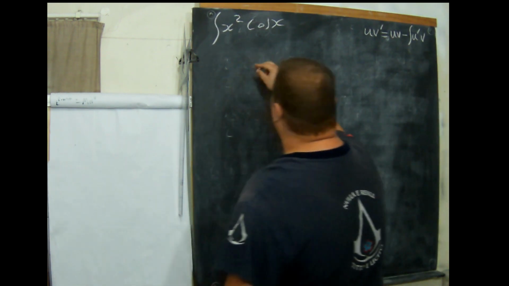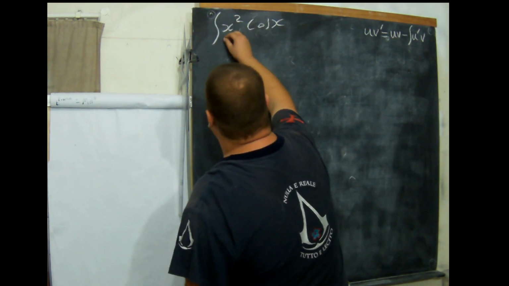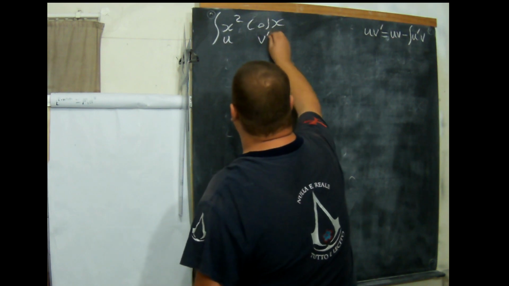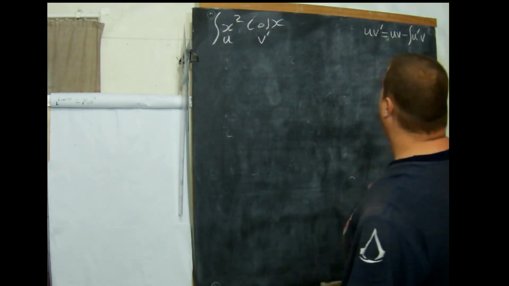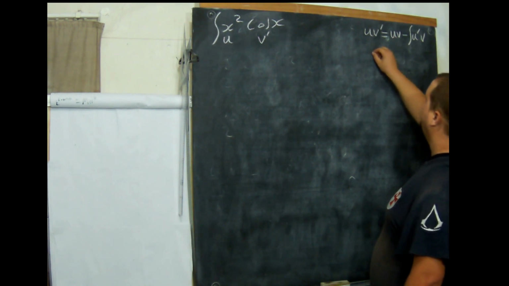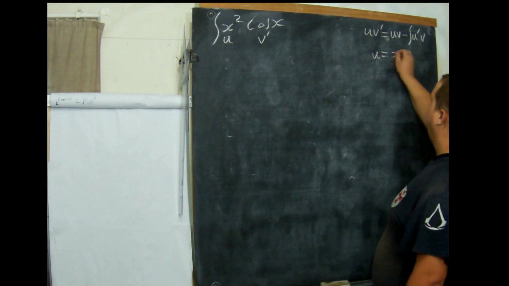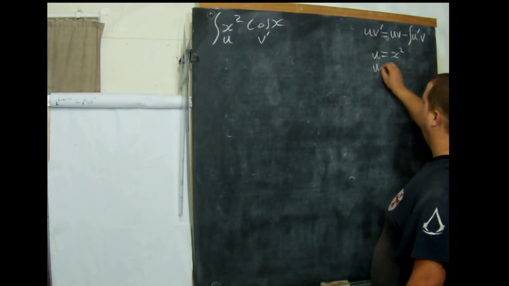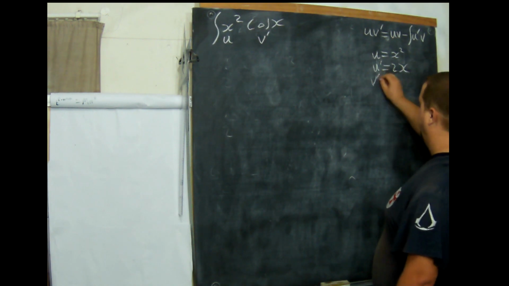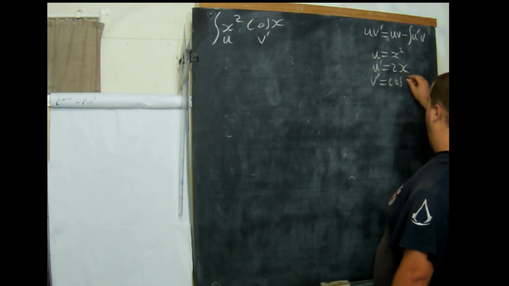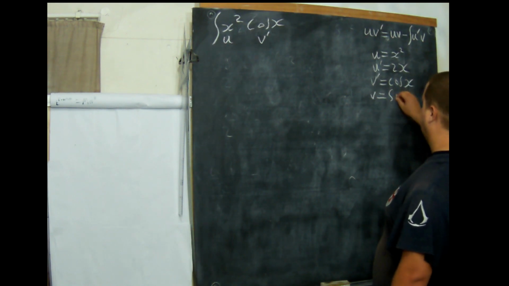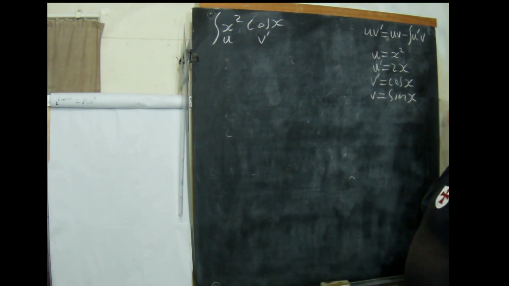The only one that we can get rid of in this method is x squared. So x squared is going to be u and v prime is going to be cos x. So on the right hand side you will write this. u is equal to x squared. u prime is equal to 2x. v prime is equal to cos x. And v is equal to sine x.